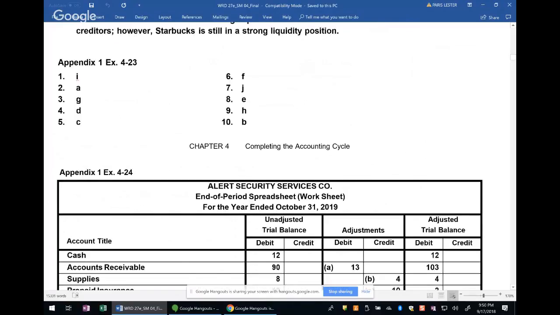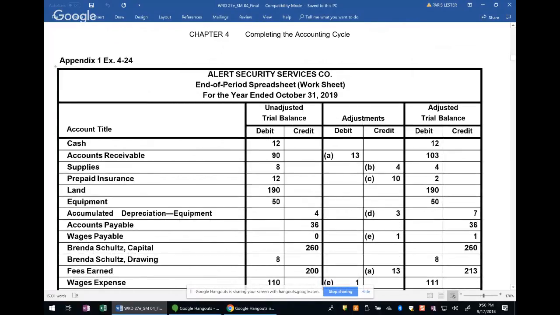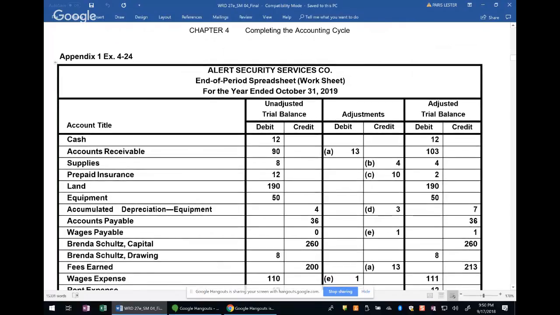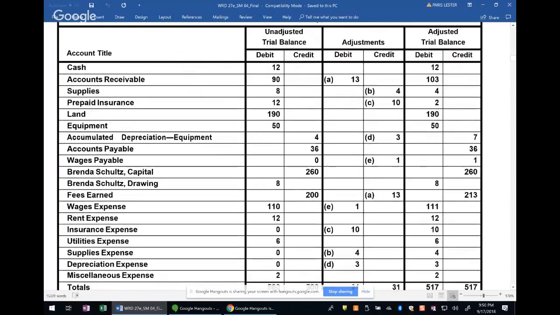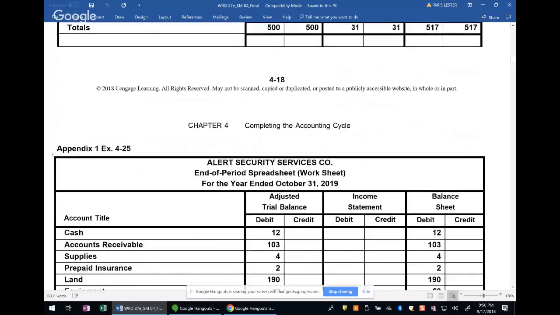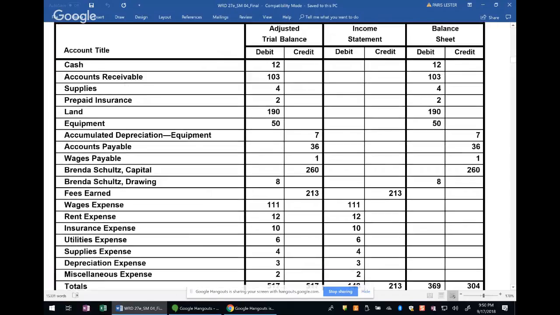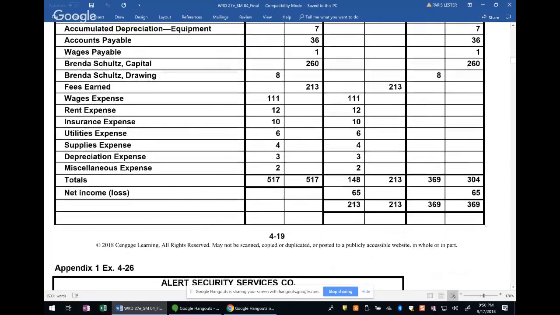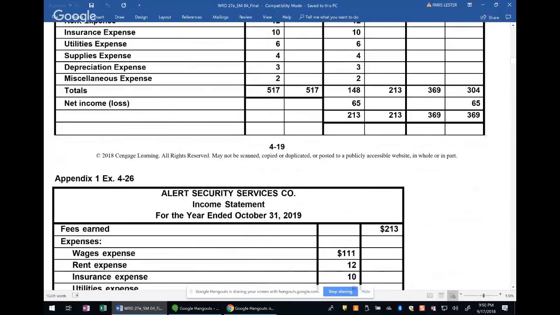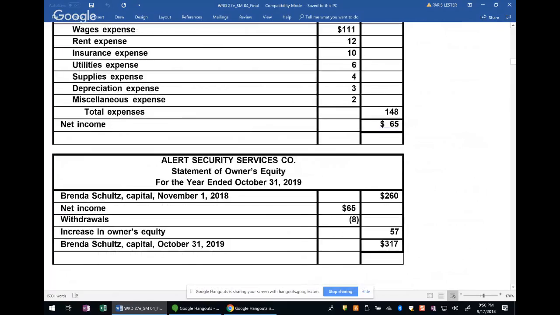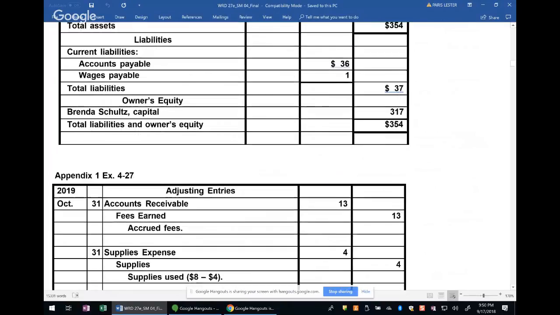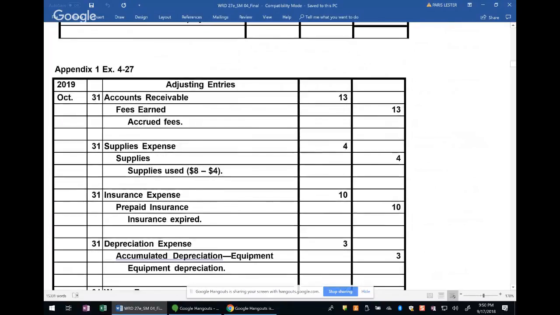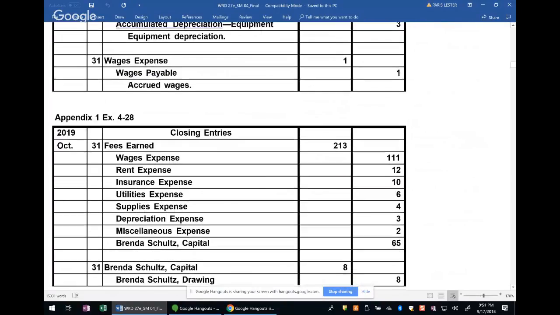I'm just flipping at some exercises. So that was your exercise 24. This is your exercise 25. And you're supposed to do 26, 27, 28. All of your entries, your closing entries.